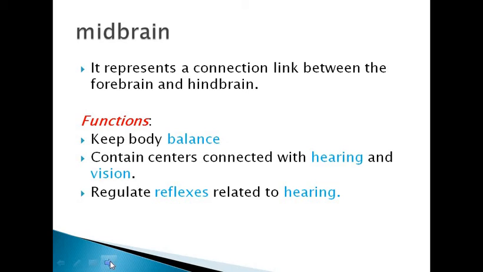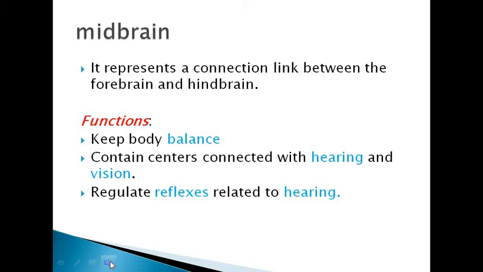What about the midbrain? The second part of the brain is the midbrain. The midbrain is a connection link between the forebrain and the hindbrain, and it keeps body balance. When you walk, you walk balanced. You don't walk and fall. So this balance is controlled by many areas in your body. One of them is the midbrain.